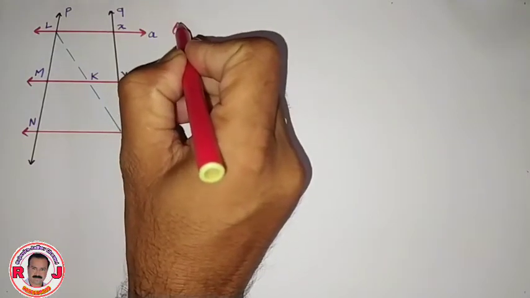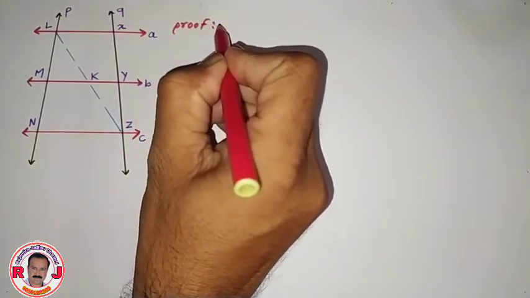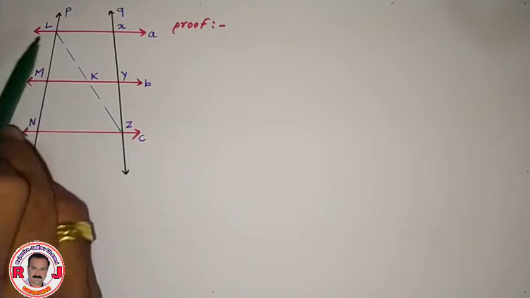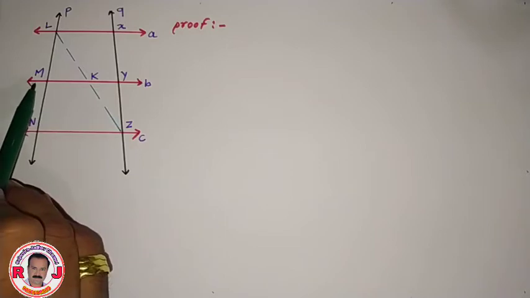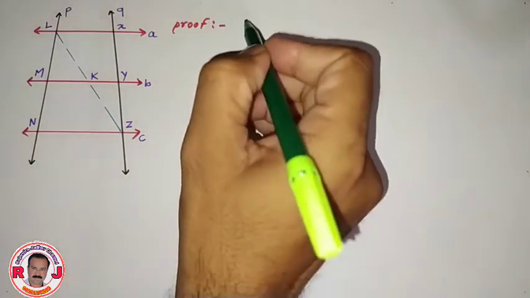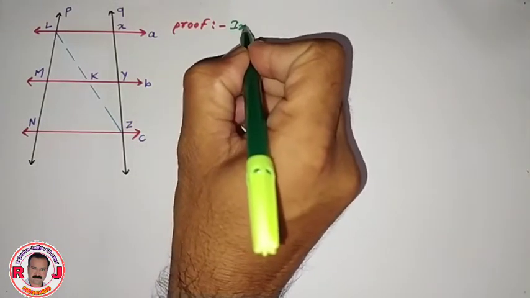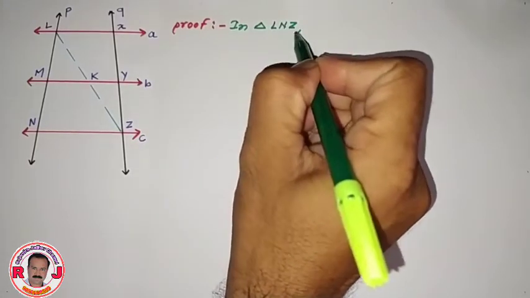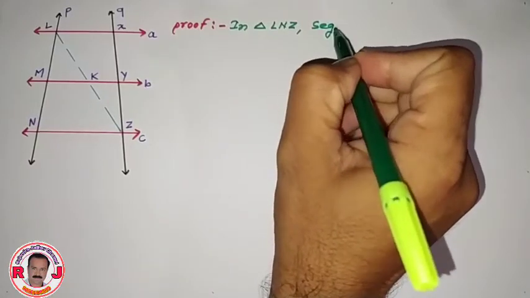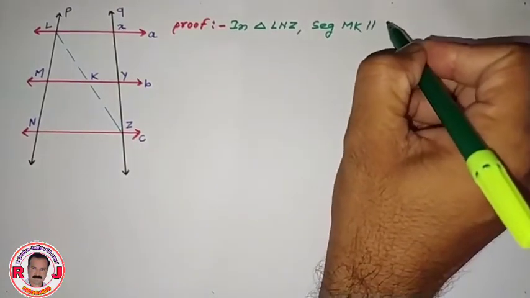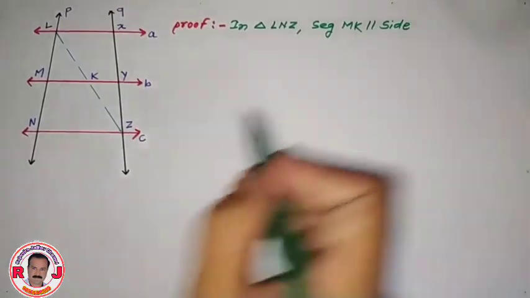Proof of this theorem. In this figure, in triangle LNZ, segment MK is parallel to side NZ.